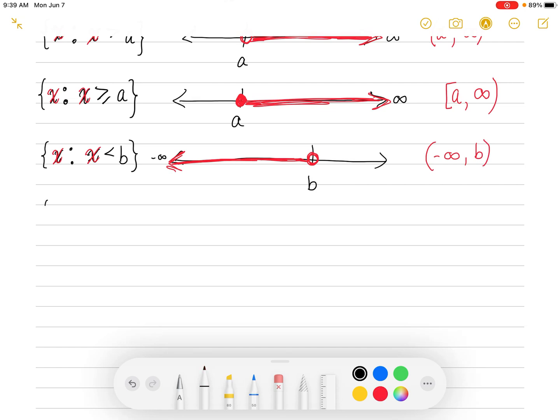Okay, let's do another one similar to that. Let's do the set of all x such that x is less than or equal to b. So we're going to make a number line here to line graph this interval. So we have b as our important number. And on the left, we're going to shade because x is less than b. But also x is equal to b. So we're going to include b by making a closed circle.